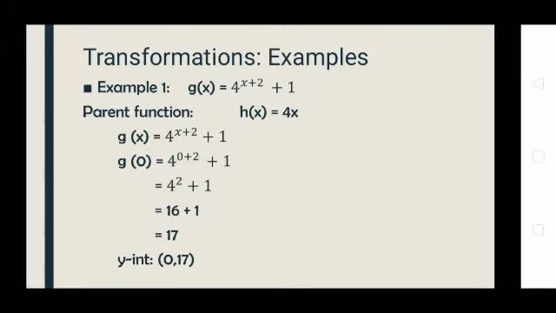The first example is g of x is equal to 4 raised to x plus 2 plus 1. So the parent function is h of x is equal to 4 raised to x. Substituting x as 0, g of 0 is equal to 4 raised to 0 plus 2 plus 1. So 0 plus 2, you'll be having 4 raised to 2 plus 1. And 4 raised to 2 is 16 plus 1. 16 plus 1 is equal to 17. Your y-intercept now is (0, 17).